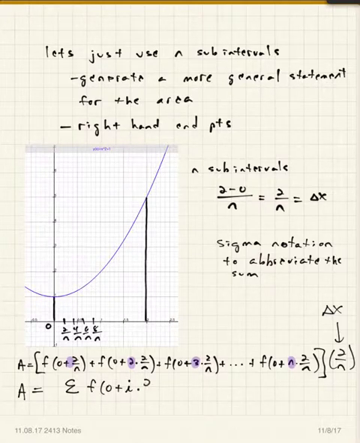Times 2 over n. And then that would be multiplied by 2 over n, our delta x value. Like that. And then the counter, what does it do? The counter goes from i equals 1 to n. It's a much more concise way of writing that.